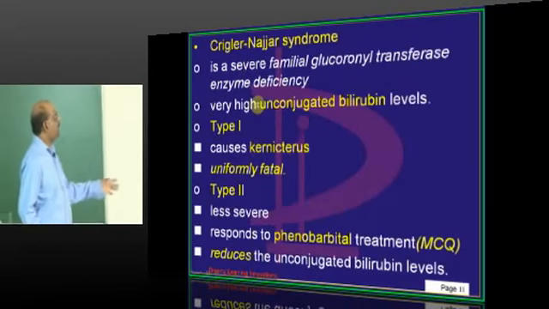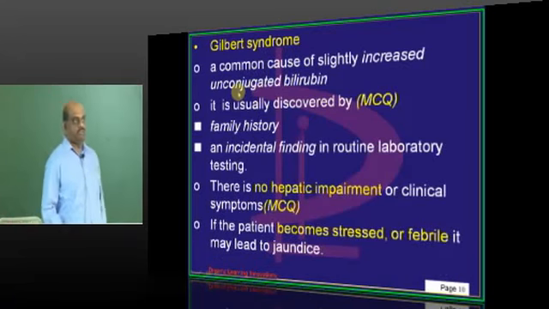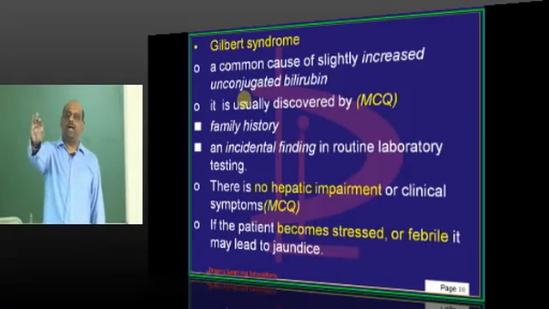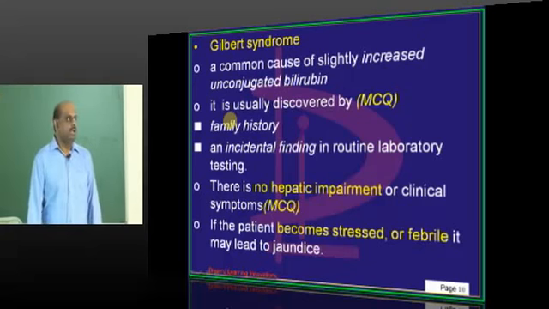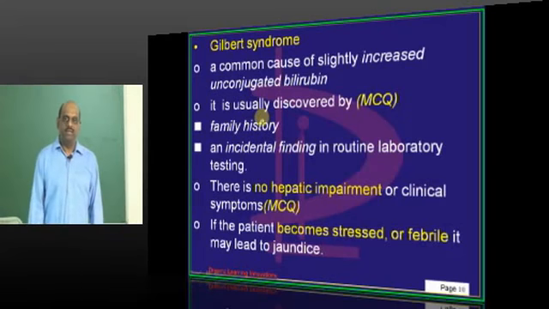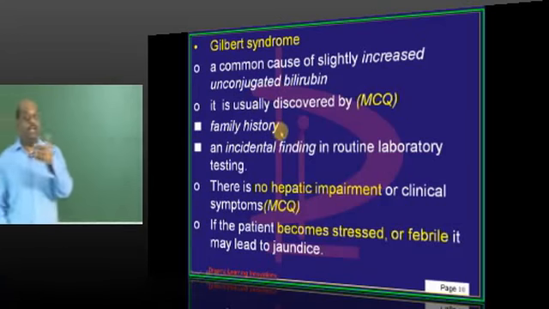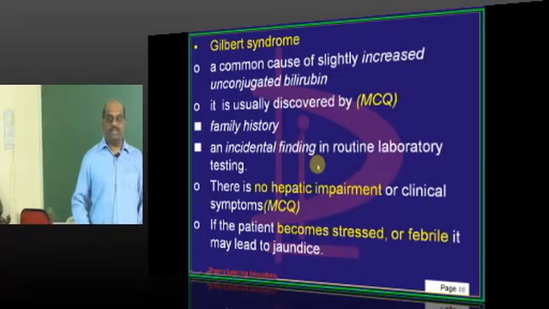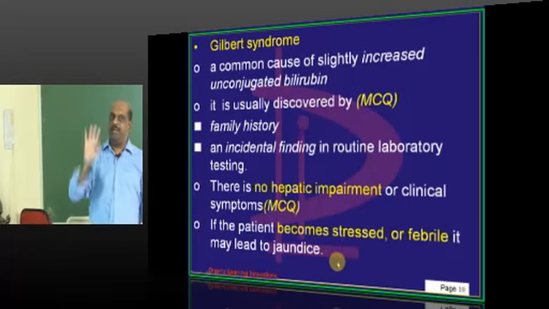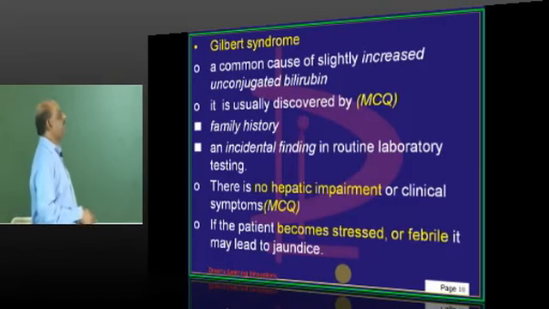Then what are Gilbert's and Crigler-Najjar? Let's be very sure. Typically Gilbert is isolated hyperbilirubinemia. That means only bilirubin is elevated, while AST, ALT, alkaline phosphatase, everything is normal in the liver function test. You call it Gilbert. It is also unconjugated hyperbilirubinemia. Only incidentally will you discover it. The patient may be exercising, may have stress, may have fever, may be dehydrated. In such a person, when the LFT is done, only bilirubin is elevated but nothing else; alkaline phosphatase, AST, ALT, everything is normal. Then you consider the possibility of Gilbert.